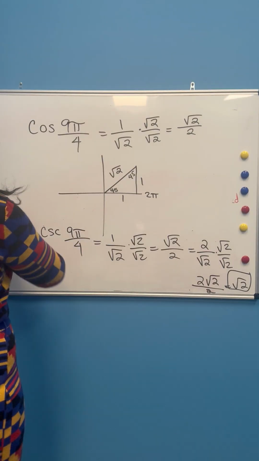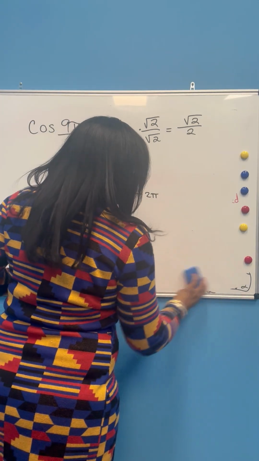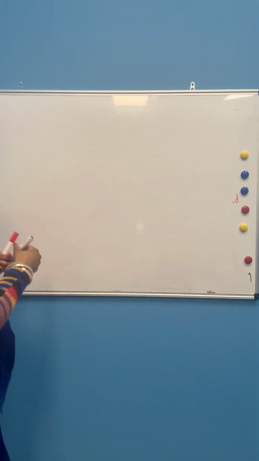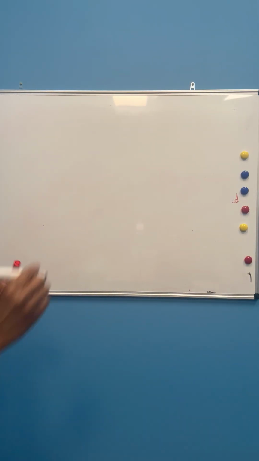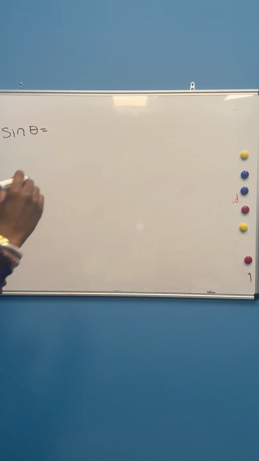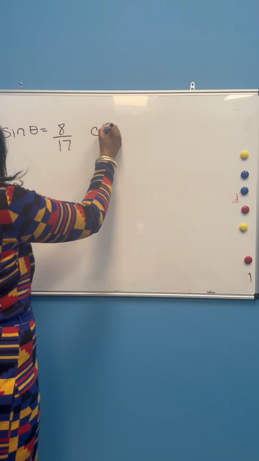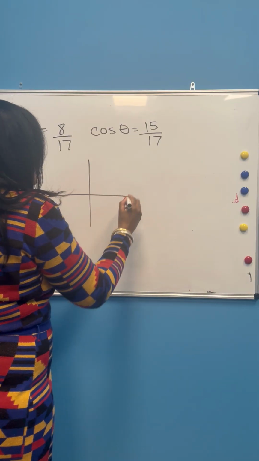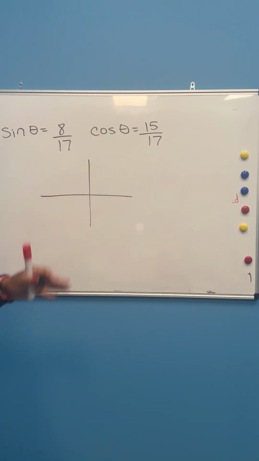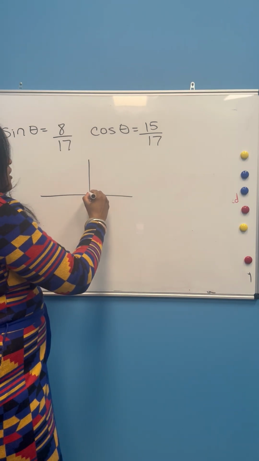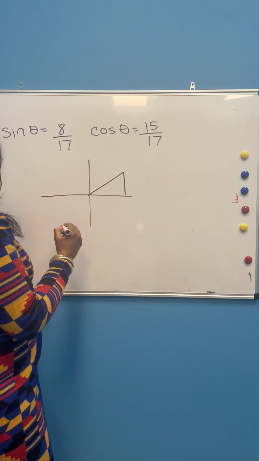Okay, I'm going to give you guys now 2 challenge questions. And they're really not that challenging because they're all in the first quadrant. So sometimes you are given information like sine theta is 8 over 17 and cosine theta is 15 over 17. This one is not as difficult as some I've seen, because sometimes you have to decide which quadrant this is in. Well, this is in the first quadrant because they're both positive. All of the functions are positive in the first quadrant. So you just draw a triangle.